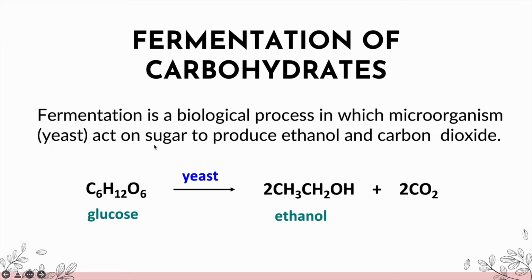Fermentation is a biological process in which microorganisms, yeast, act on sugar to produce ethanol and carbon dioxide. So this is the first way to prepare alcohol, fermentation. We have glucose in the presence of yeast. This is a kind of microorganism, and it will produce alcohol, ethanol. 2 ethanol will be produced if you have 1 molecule of glucose. 2 alcohol will be produced and 2 carbon dioxide is produced as well.